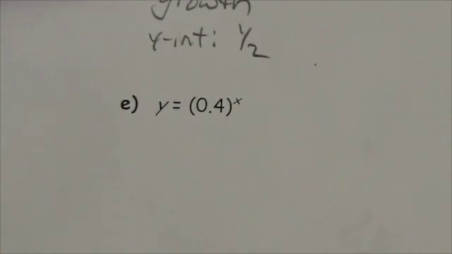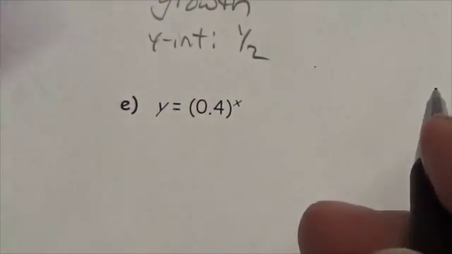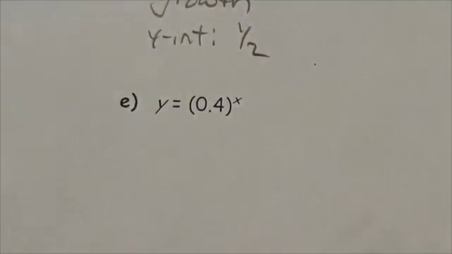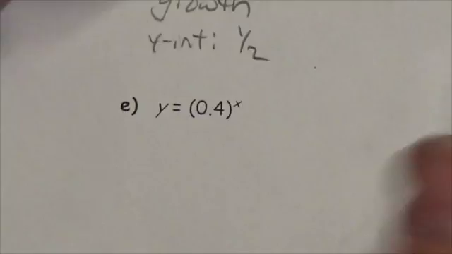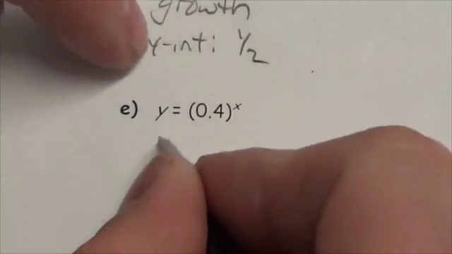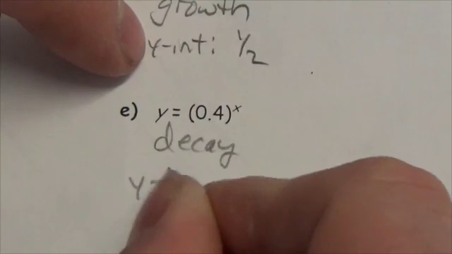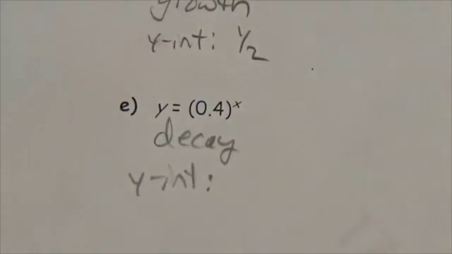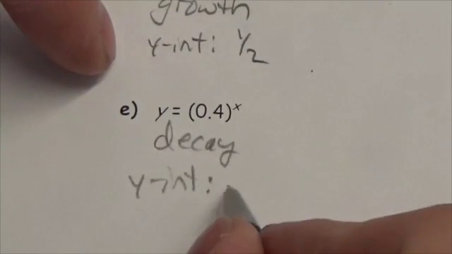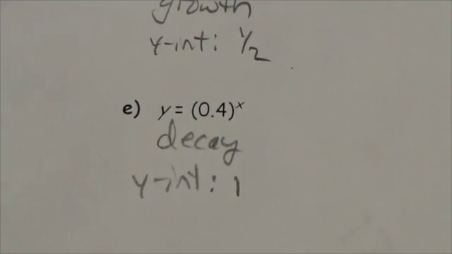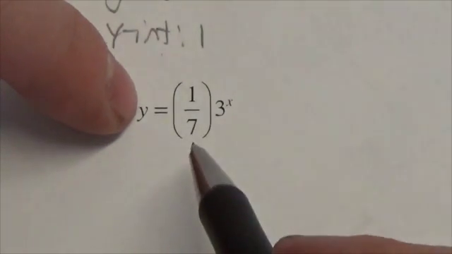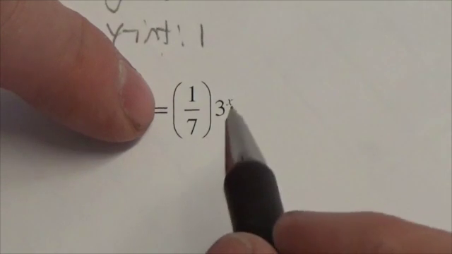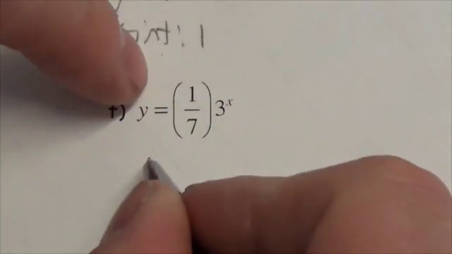Use that. So here, I've got 0.4 to the x. That is the power, and the coefficient in front, if it's not written, I assume it's going to be 1. The base of that power is a decimal between 0 and 1, so this is going to be decay. My y-intercept here is going to be the same as the coefficient of this power, which is just 1. The y-intercept is 1. Here, I've got 1/7 as the coefficient out front. The power is 3 to the x. Because the base of the power is larger than 1, this is going to be growth.